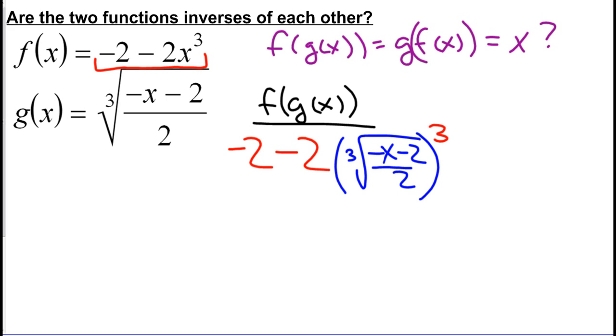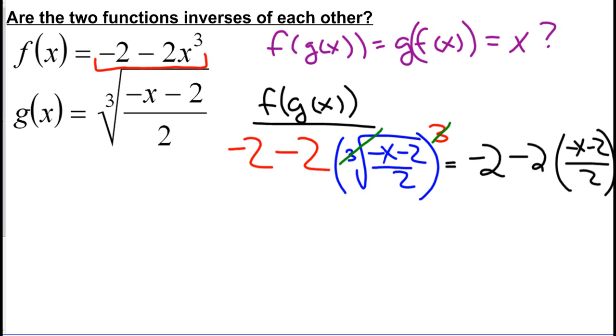Now please, please, please remember your order of operations. Okay, PEMDAS, exponents come before any multiplication or division or anything like that. So this cube root and this third power are going to cancel each other out. So I'm going to have -2 minus 2 times (-x minus 2) over 2. Okay. I am still going to have to distribute a -1 to those two, but the 2 on the top and the 2 on the bottom are going to cancel each other out.